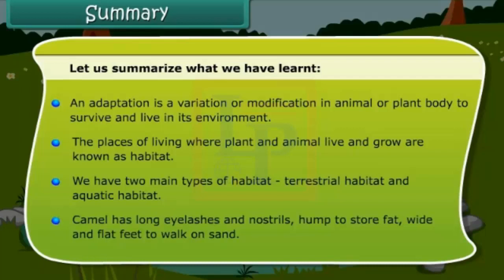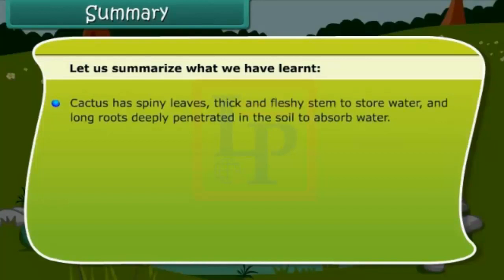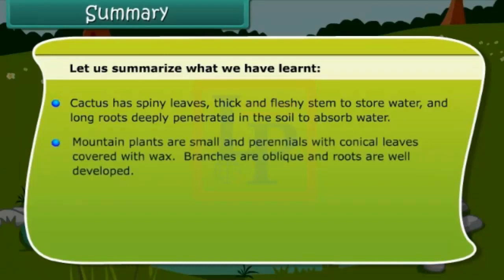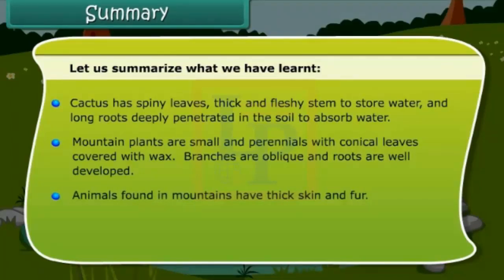Camel has long eyelashes and nostrils, a hump to store fat, and wide and flat feet to walk on sand. Cactus has spiny leaves, a thick and fleshy stem to store water, and long roots deeply penetrating the soil to absorb water. Mountain plants are small and perennials with conical leaves covered with wax. Branches are oblique and roots are well developed. Animals found in mountains have thick skin and fur.